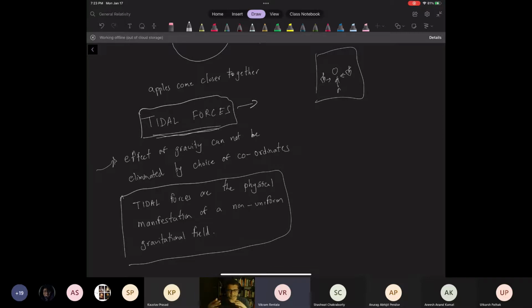But to see this effect, you can't just look at one apple. You have to look at different objects in free fall and see what the tidal forces on them are. Like, do they come towards each other? Do they move away from each other?